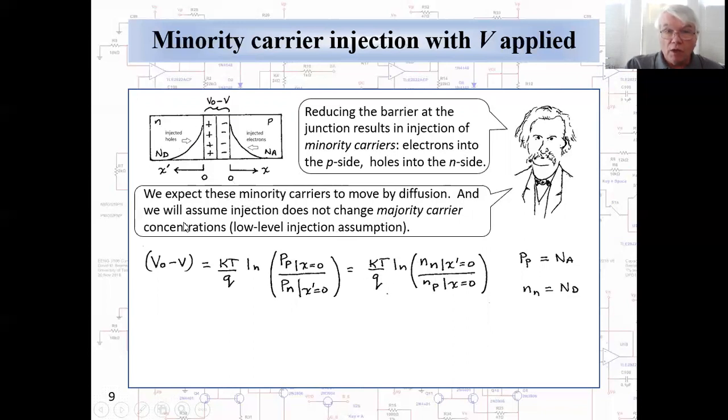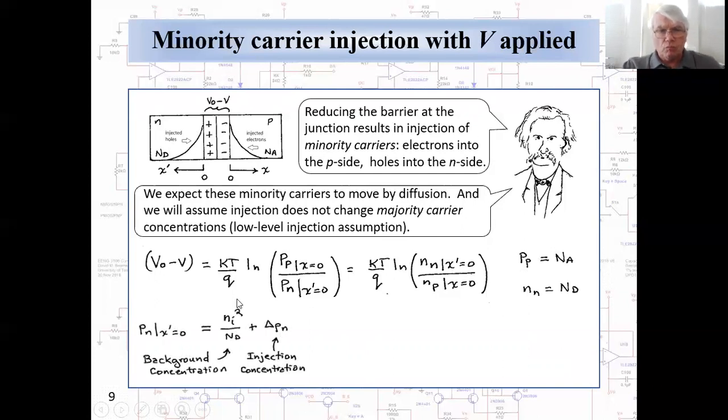And invoking the low-level injection assumption, the injection of holes onto the N side will have negligible effect on the majority carrier concentration. So the majority carrier concentration of electrons, N_N, is still the N side doping density, N_D. Similarly, we will assume that the majority hole carrier concentration is simply equal to N_A, that is the acceptor doping on the P side.